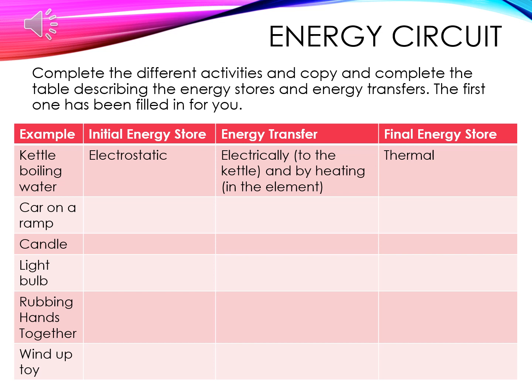That's the transfer. So there's some more examples here: car on a ramp, candle, light bulb, rubbing your hands together, and a wind-up toy. What I want you to do is pause the video for a bit, write down the table, and see if you can identify the initial energy store, the type of transfer, so out of those four that we just mentioned, and what the final energy store will be. Remember, sometimes there may be more than one initial energy store, and there may be more than one final energy store. So have a think about what's happening, and remember to pause the video so that you can complete the work, because as I said before, the answers are coming up on the next slide.